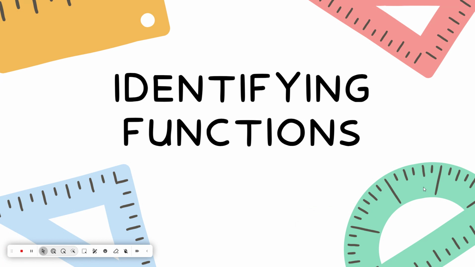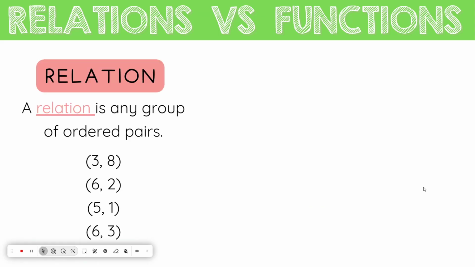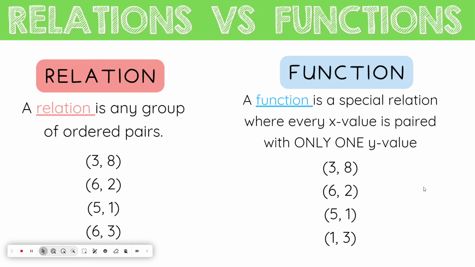This video will show you how to identify functions. So first, let's talk about the difference between relations and functions. A relation is any group of ordered pairs. So you can have any amount of ordered pairs, there's nothing special about them, just any set of ordered pairs will be a relation. But a function is a special relation where every x value is paired with only one y value.